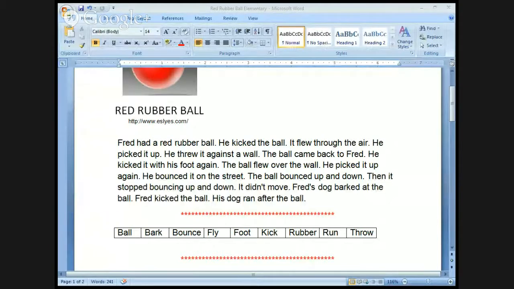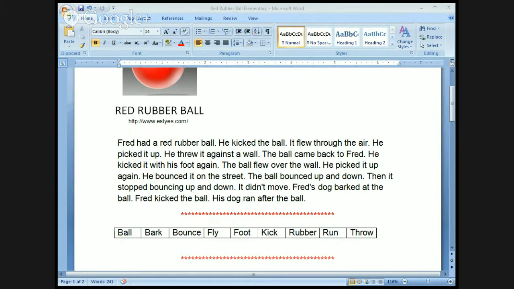Who kicked the ball? Fred kicked the ball. What did Fred kick the ball with? Fred kicked the ball with his foot. Did Fred use his foot to kick the ball? Yes, Fred kicked the ball with his foot.